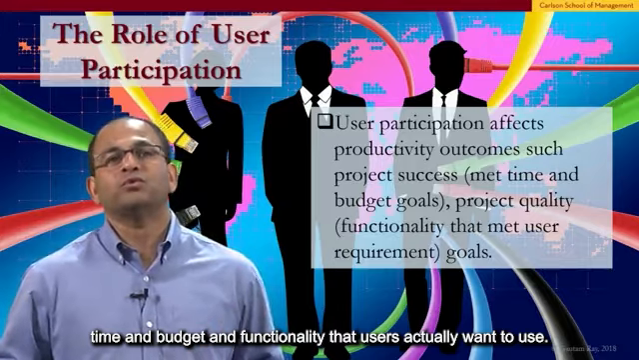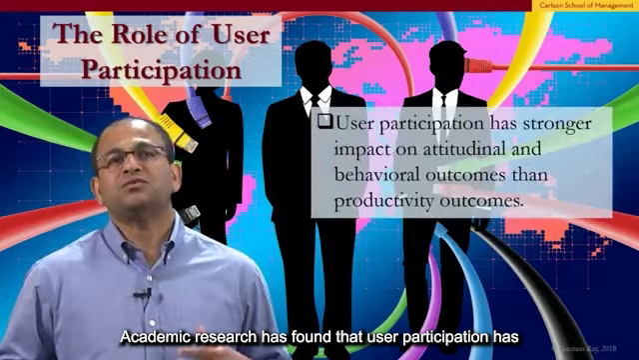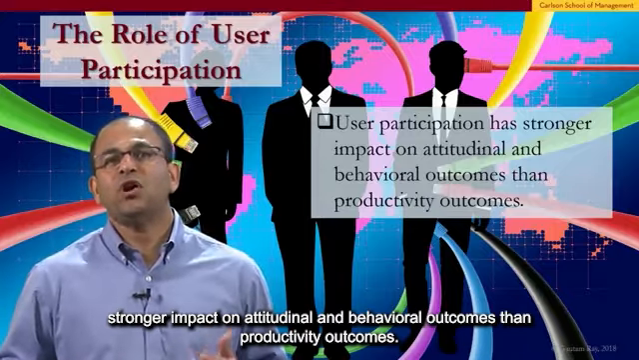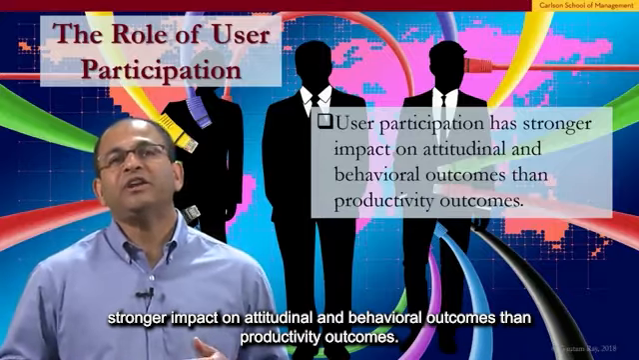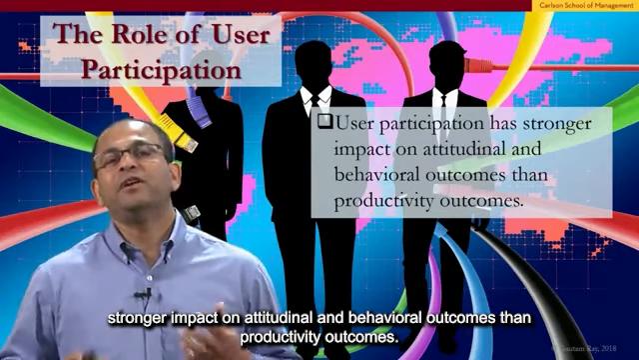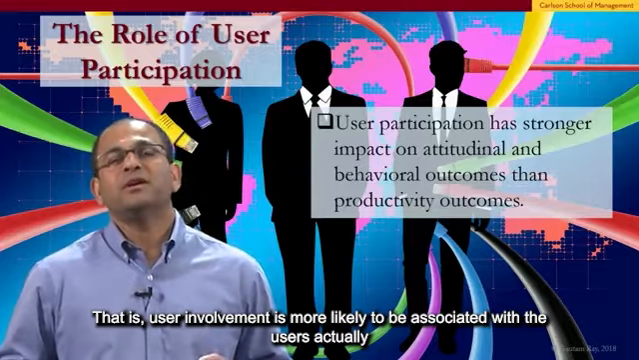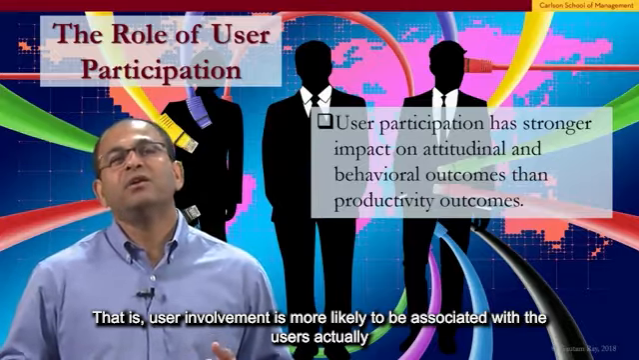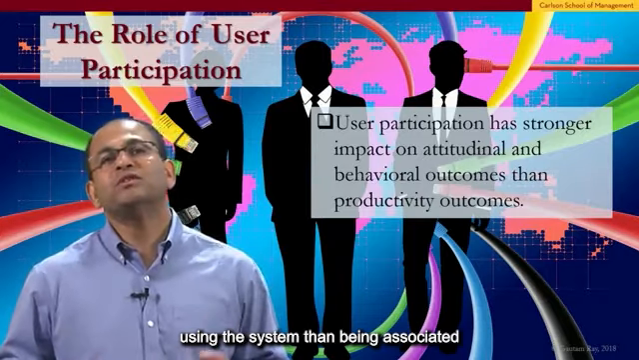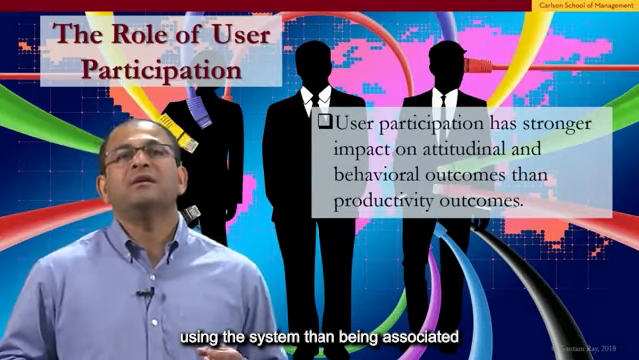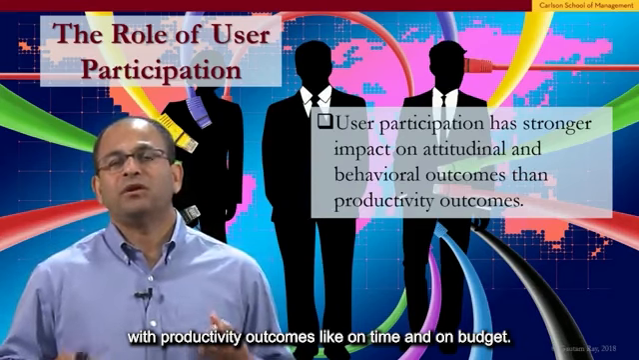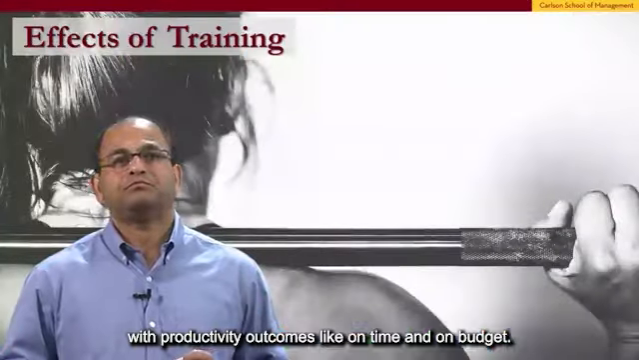Academic research has found that user participation has a stronger impact on attitudinal and behavioral outcomes than productivity outcomes. That is, user involvement is more likely to be associated with the users actually using the system than being associated with productivity outcomes like on time and on budget.